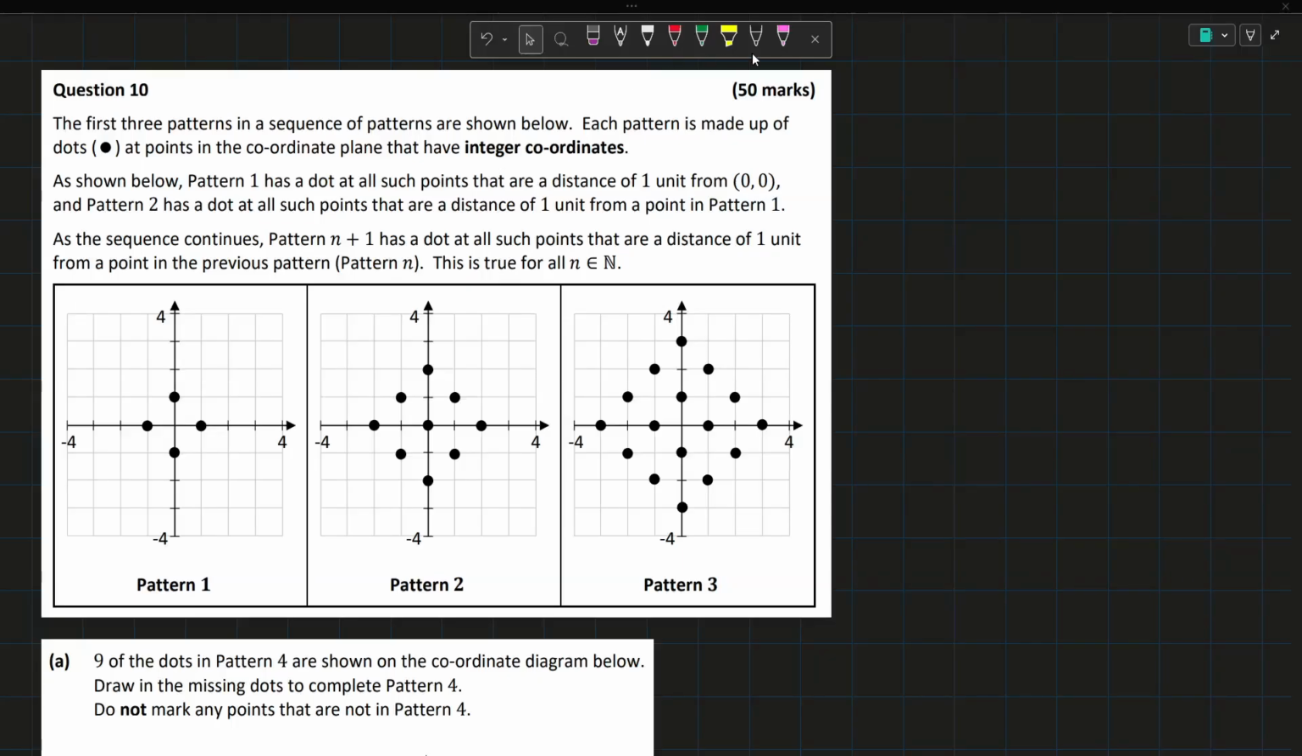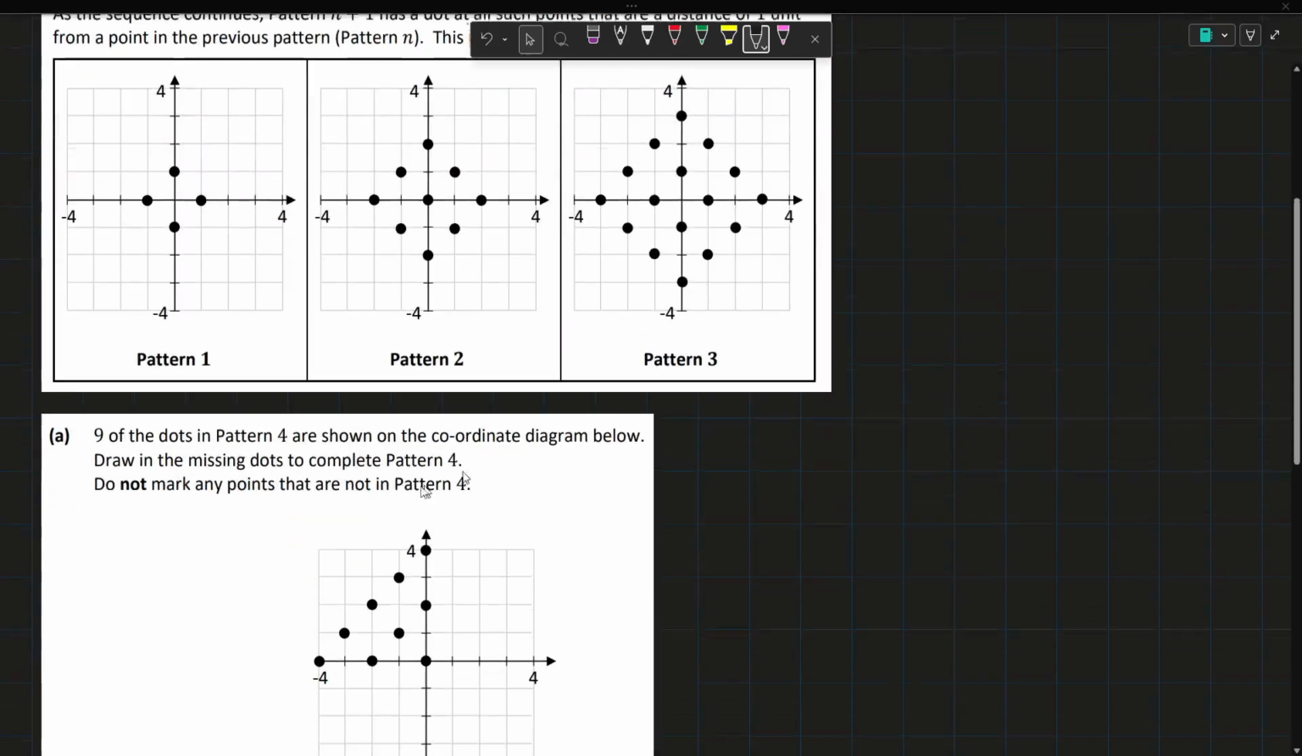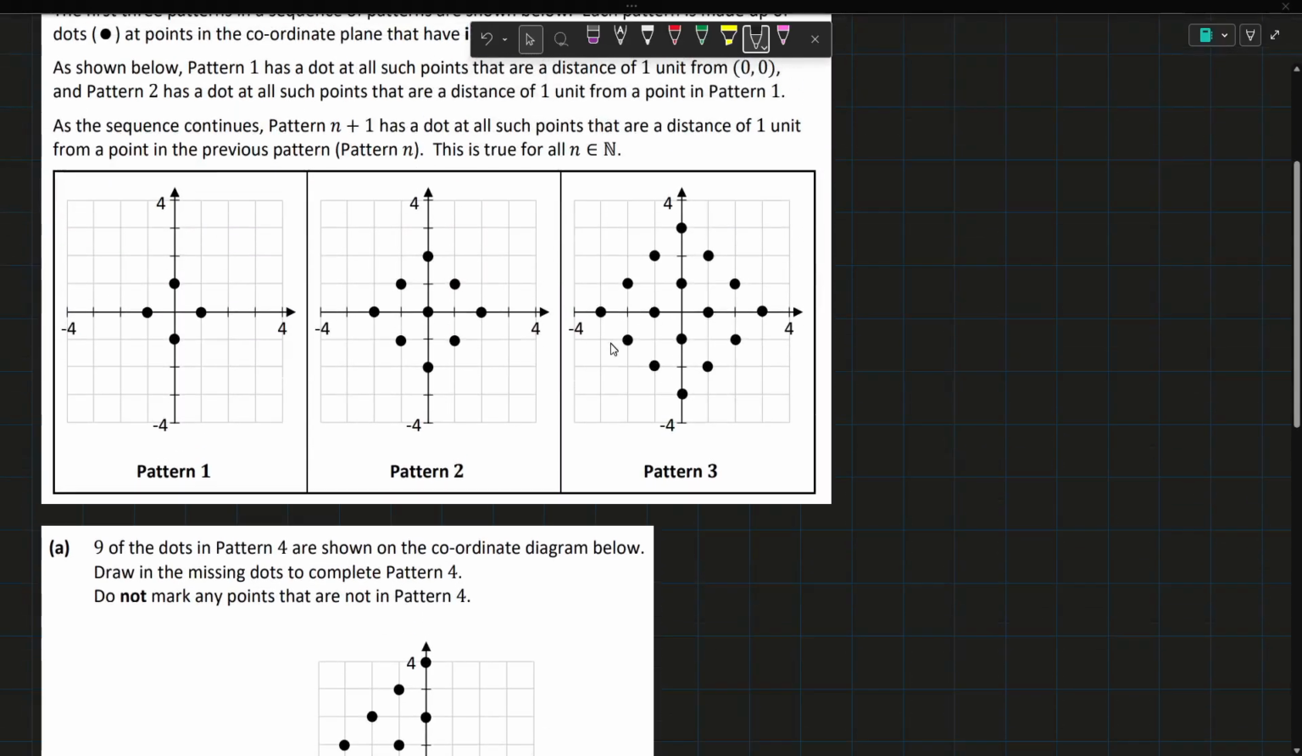So this is 2025 paper 1 question 10, and we're given these patterns and asked to draw pattern 4. The next pattern is always going to be all the points that are 1 unit away from a point in the previous pattern. An example of that is in pattern 3: see this red point here, that's a distance of 1 unit away from this point and this point, so my little red dot is going to be in pattern 4.